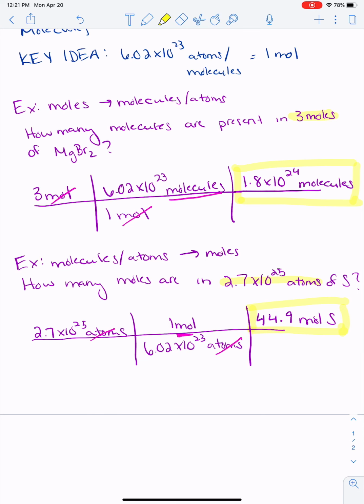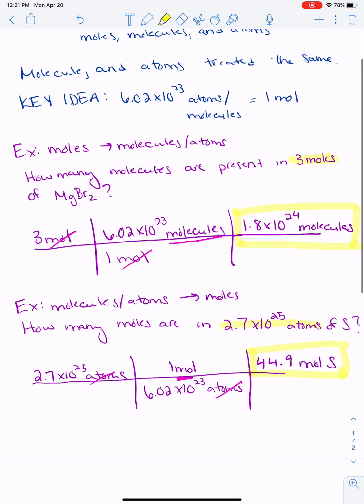So these are just one-step equations, and it's using that key idea that 6.02 times 10 to the 23rd atoms or molecules is equal to 1 mole.